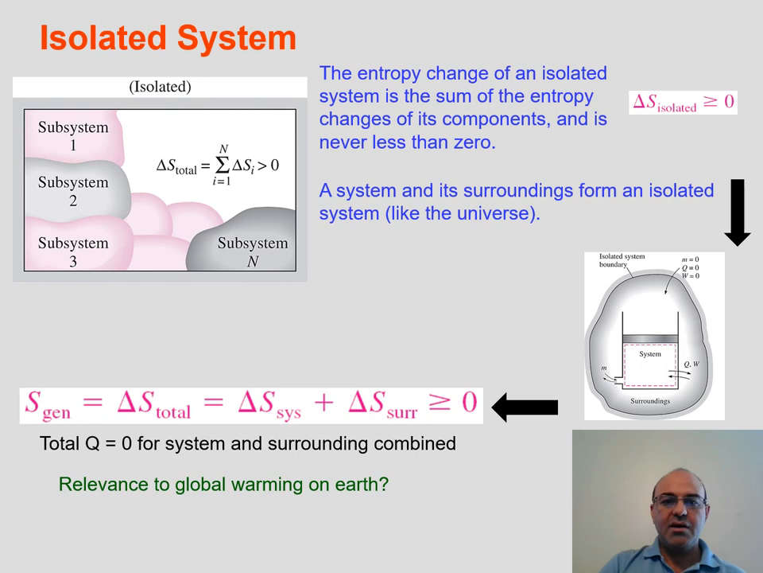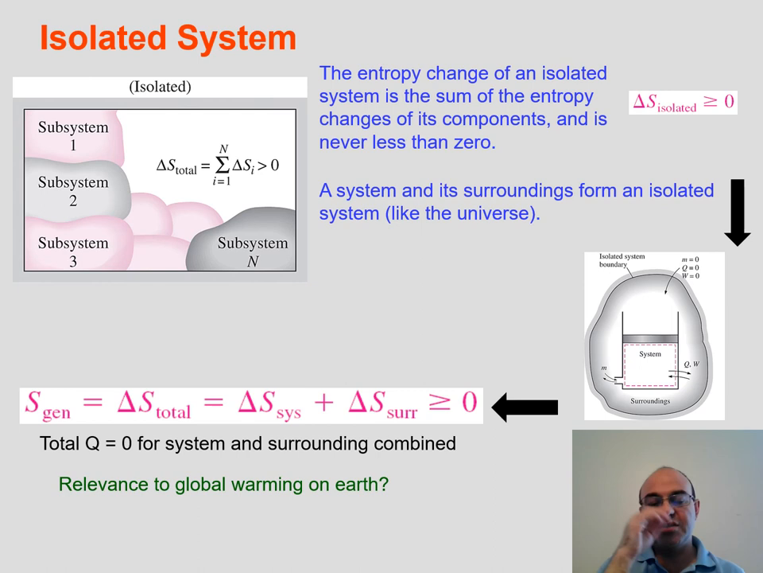All right, so now we are getting close to the end of this lecture, and it's becoming a little bit longer than usual. So let's talk about isolated systems. An isolated system consists of multiple subsystems, 1, 2, 3, 4, up to n. The total entropy of this isolated system is equal to the sum of the entropies of these subsystems. So the entropy change of an isolated system is the sum of the entropy changes of the components and is never less than zero. So delta S of the isolated system is greater than or equal to zero, similar to the previous slide, because delta S of the system is greater than or equal to zero for internally reversible systems.